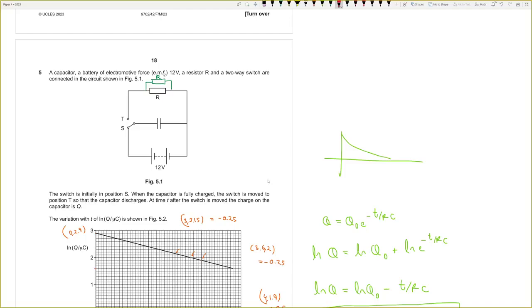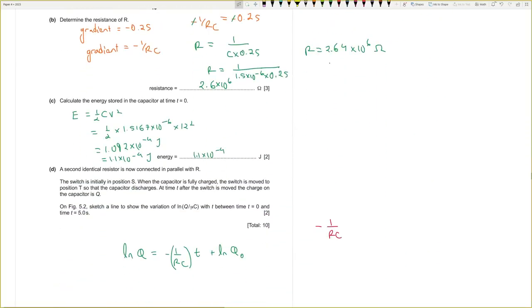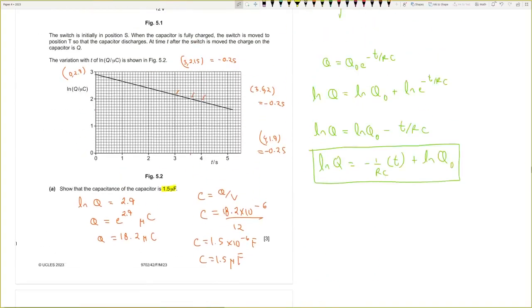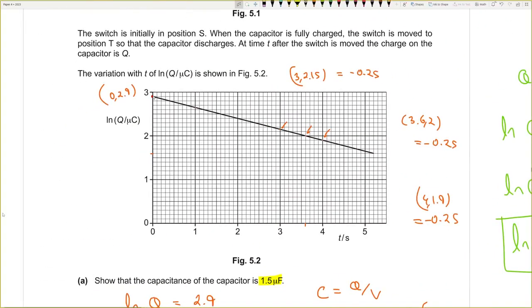Since you add another identical resistor in parallel, the total resistance is going to be halved. So since the resistance halves, what happens? Now, this was the initial gradient, this was the old gradient. Now the new gradient becomes minus 1 divided by R by 2 into C, which is minus 2 by RC. So the gradient actually becomes double of the initial value. So the starting point won't change. Do you guys understand? You will start from the same value.